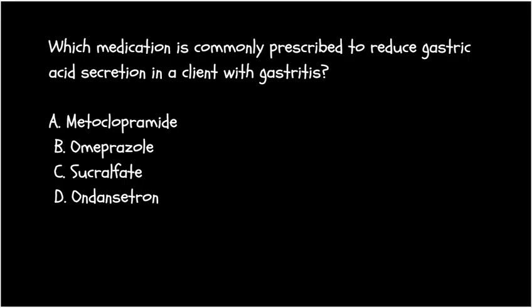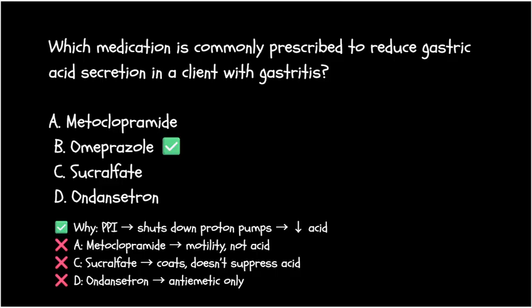All right, next question. Sorry, let me rephrase. Which medication is commonly prescribed to reduce gastric acid secretion in a client with gastritis? We have metoclopramide, omeprazole, sucralfate, and ondansetron. Which one do you think it is? Yeah, it's omeprazole. Why? The ending of prazole means PPI. This is a proton pump inhibitor.